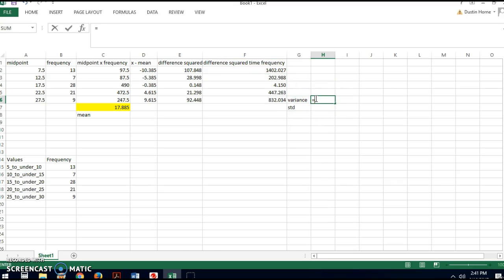So the way we do the variance is we take the sum of these numbers and close it. So you basically add all those numbers up and divide by n minus 1. What is n minus 1? Well, you have to add your frequencies up. 13 plus 7 is 20. 20 plus 28 is 48. 48 plus 21 is 69. And 69 plus 9 is 78. So 78, take 1 away, and we have 77.